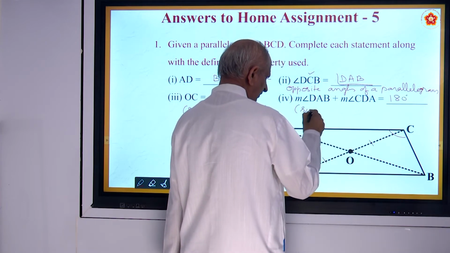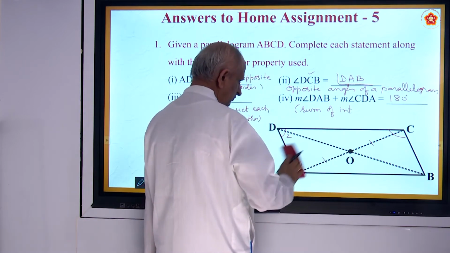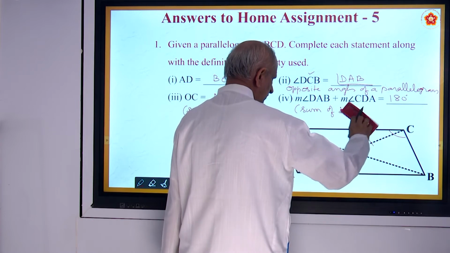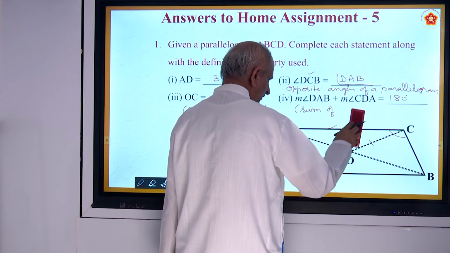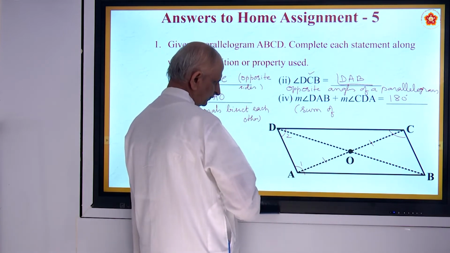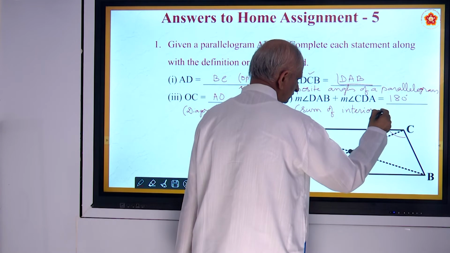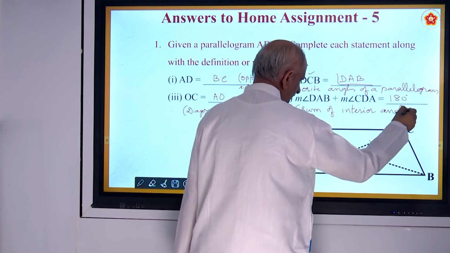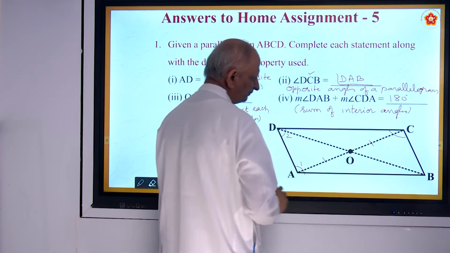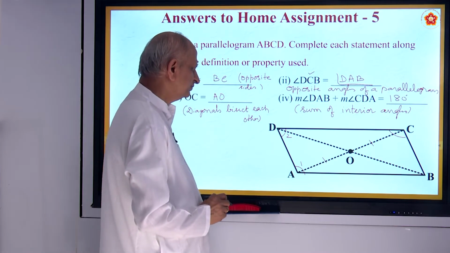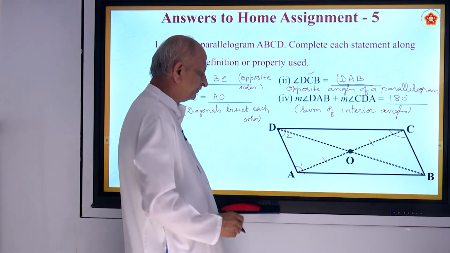We can write it as sum of interior angles. A better word is adjacent angles, but as we are taking the interior angles, that is A plus D. What about C plus B? That also will be, B plus C is also 180 degrees. So totally it will be 360 degrees.